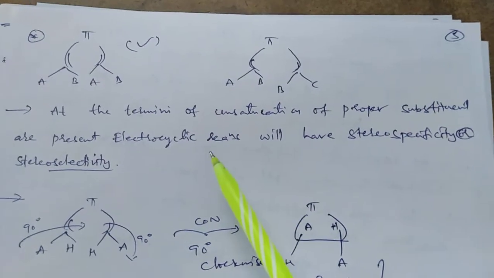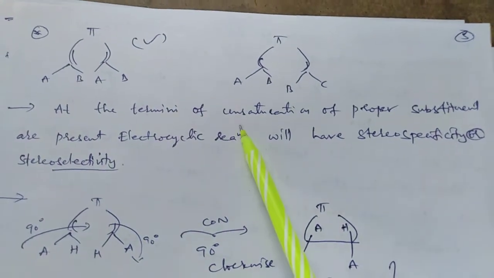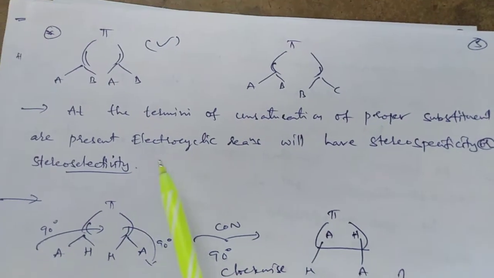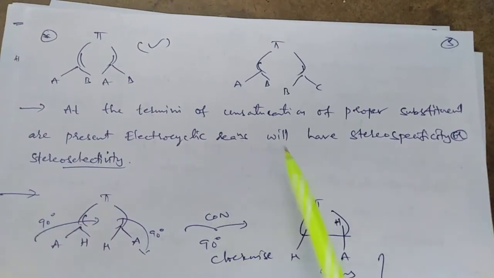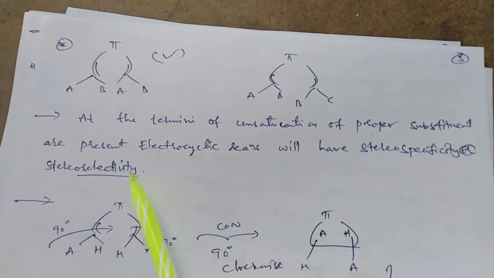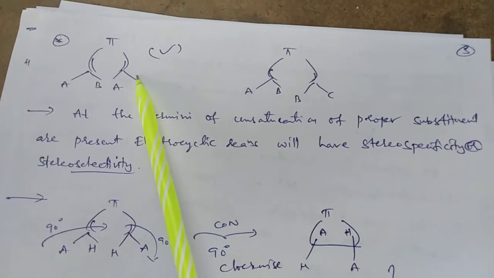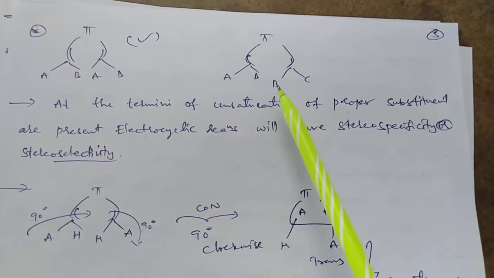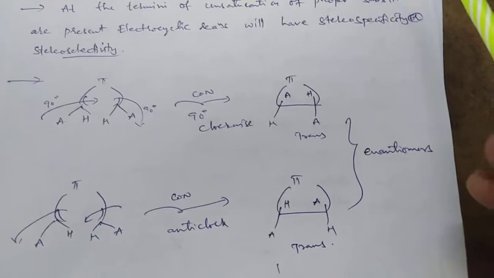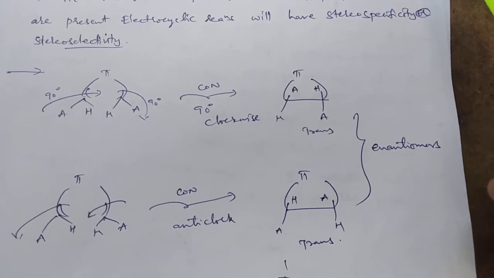And the next point for the electrocyclization ring: if proper substituents are present at the termini of unsaturation, electrocyclic reactions will have stereospecificity or stereoselectivity. This compound has proper substituents at the termini of the carbons, but this compound does not have proper substituents. Now we are explaining the con rotation and the dis rotation.